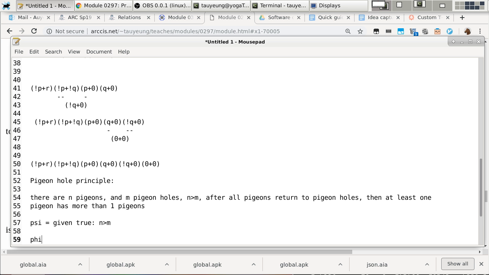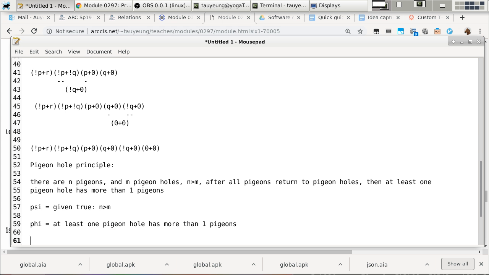Now we have phi being the theorem that we want to prove, which is basically saying at least one pigeonhole has more than 1 pigeons. I mistyped here, forgot about the pigeonhole. So the phi, which is the theorem that we want to prove, is saying at least one pigeonhole has more than 1 pigeons.